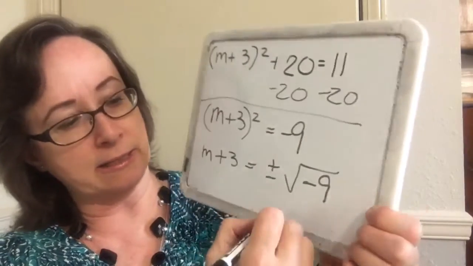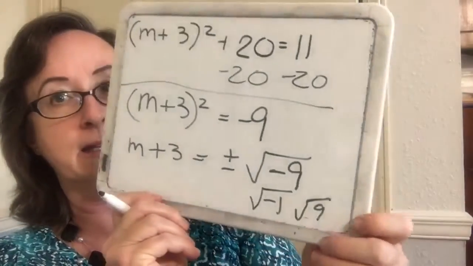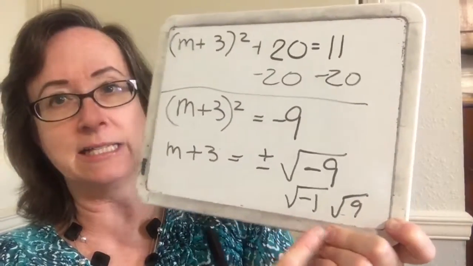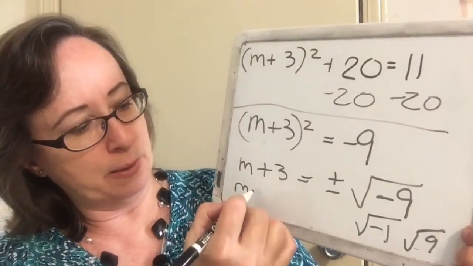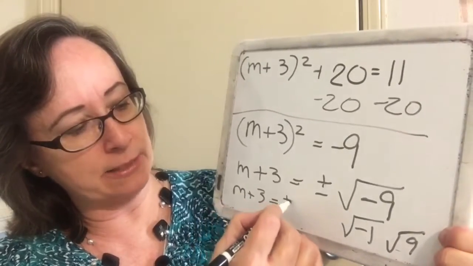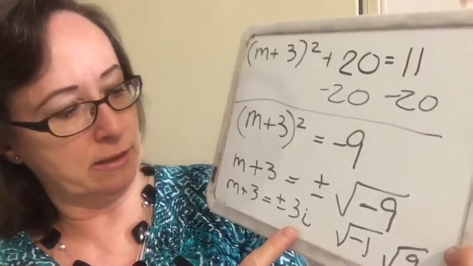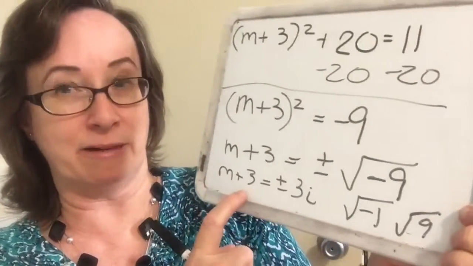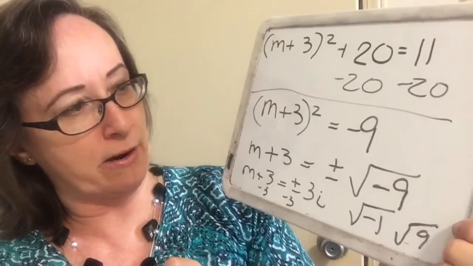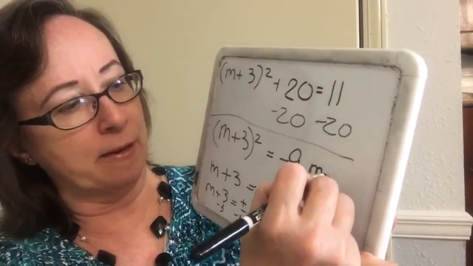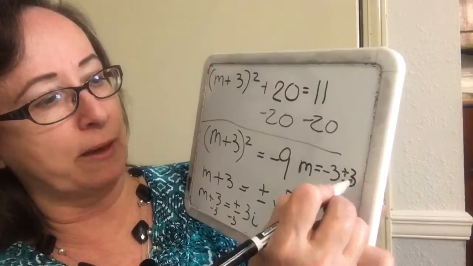Now the square root of -9 is going to split up into the square root of -1 and the square root of 9, which is i times 3, or 3i. So we end up with m plus 3 is plus or minus 3i. We have an imaginary solution. And now I need to get rid of that 3, so I'm going to subtract a 3 here and subtract a 3 over there. And my final answer is going to be m is -3 plus or minus 3i.